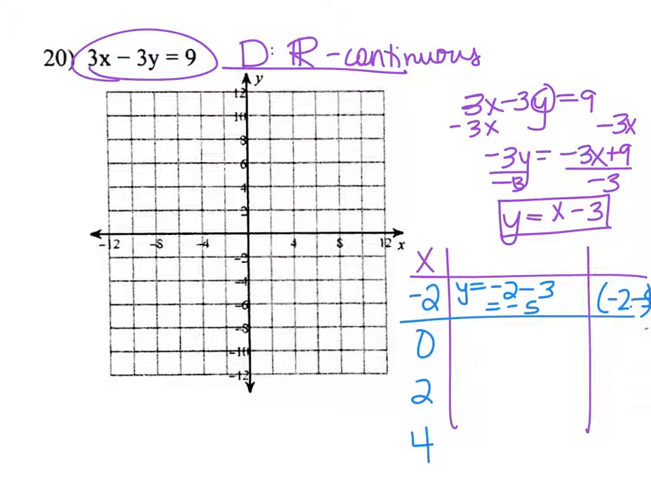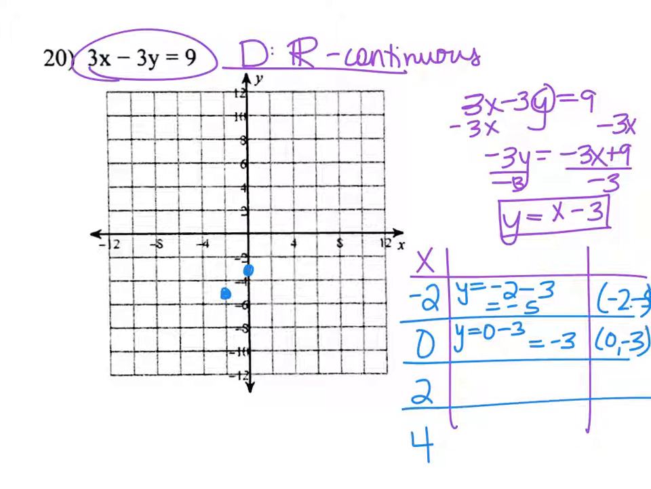And I'll go ahead and plot that. Negative 2, negative 5 is down here. All right, if I do 0, y equals 0 minus 3, which is negative 3. 0, negative 3. 2 is going to give me y equals 2 minus 3. That's going to give me negative 1. So I've got 2, negative 1.